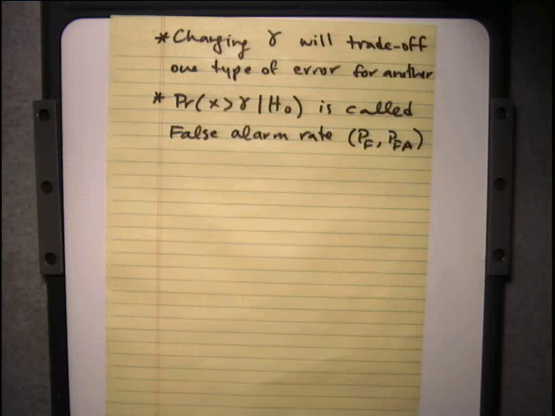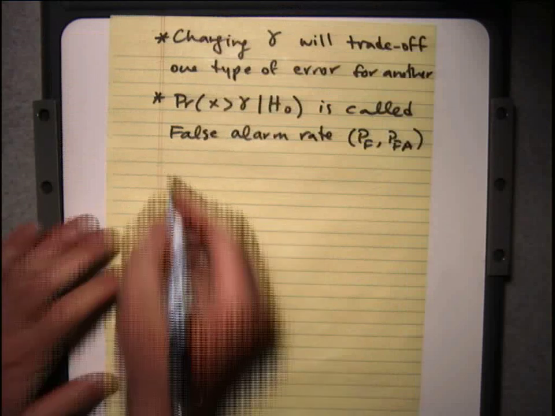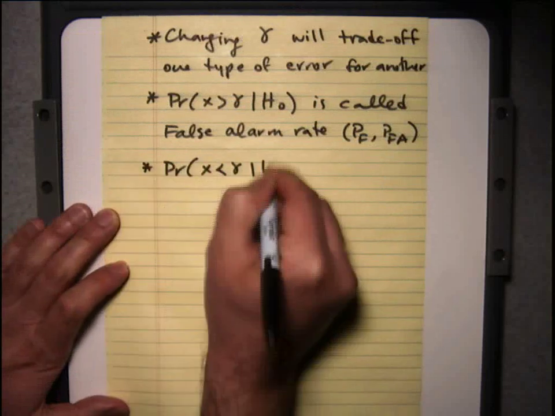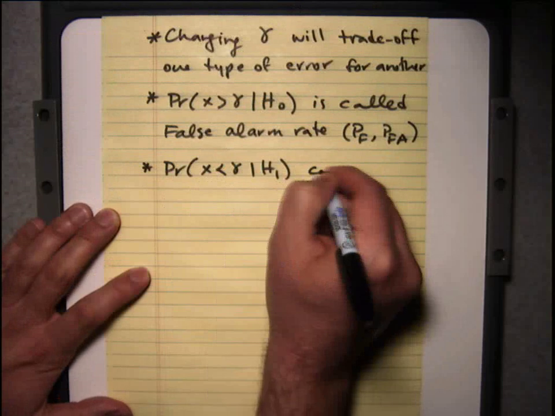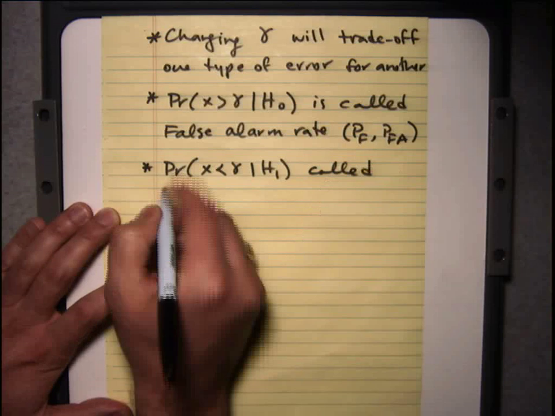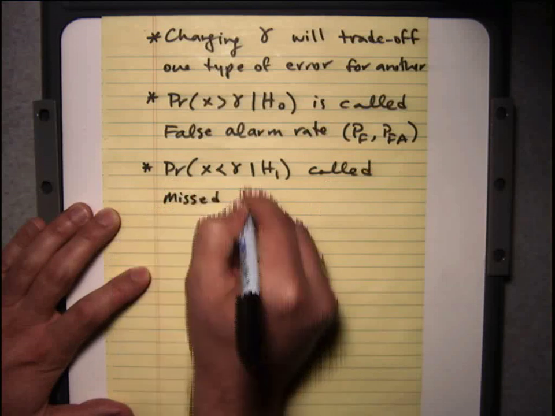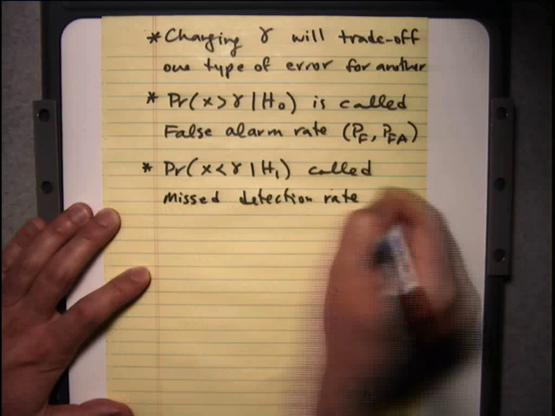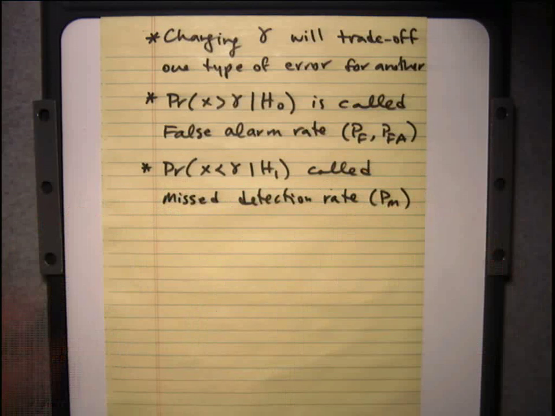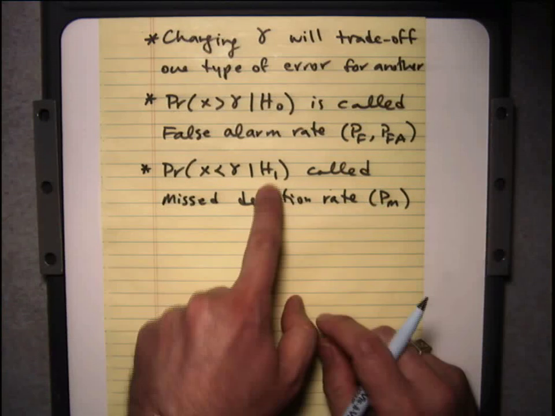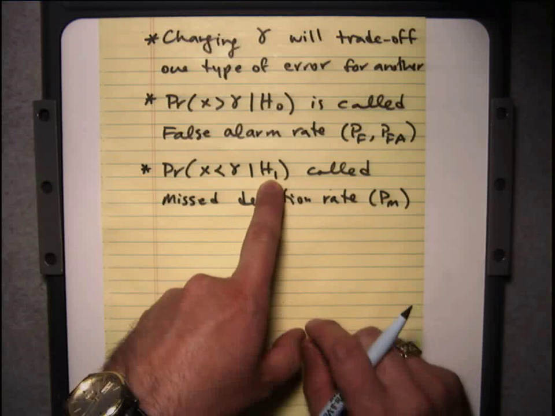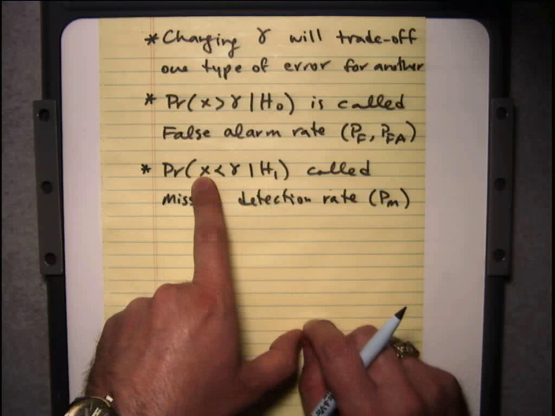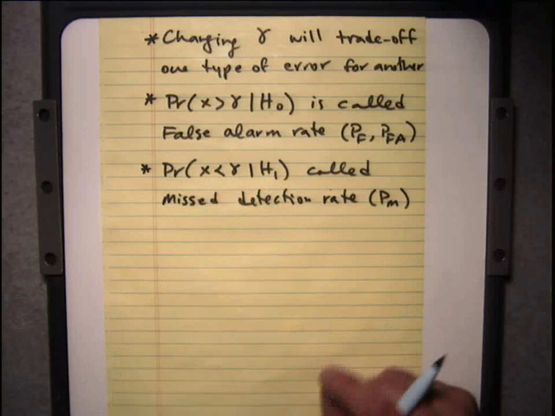That's why it's called a false alarm rate. It's just a definition. On the other hand, the probability that x is less than gamma, given H1, this one is called the missed detection rate, called P sub m. Why is it missed detection? Because H1 was true. However, your threshold was set such that you didn't catch it. So we call it missed detection.